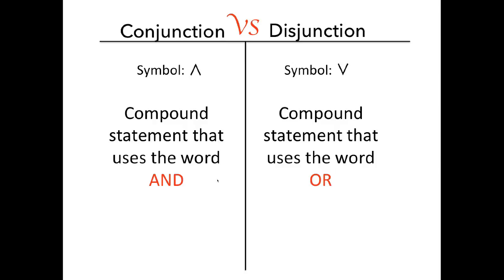A disjunction is if the statement uses or. For example, if Sally brushed her teeth or went to bed, then the statement is true. The statement is true if she either went to bed or brushed her teeth.